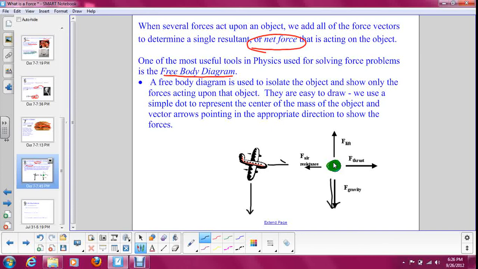It's propelling itself forward with the engines, so we have the force of the thrust from the engines pointing forward. It's running into some air resistance that's keeping it from moving too fast, so we have air resistance pushing back on it. And of course, if we didn't have lift, this plane would crash straight into the ground. It would be a very poorly designed plane. So we have the force of the lift keeping it in the air.